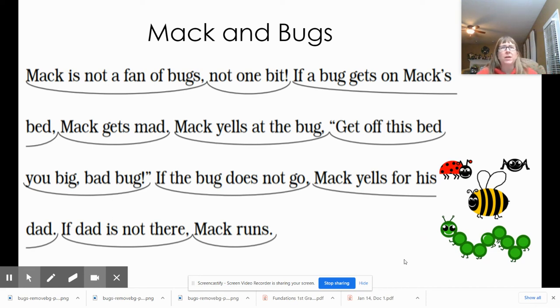Yeah, I picture a little boy in his room. There's a bug on the bed, and he's yelling, Dad. The last sentence says, if dad is not there, Mac runs. What do you picture that time? Definitely. In my head, I picture Mac standing up because dad's not coming and running out of the room. And the only thing I see left in the room is the bed with a bug on it. Great job today, guys. It's important you keep practicing your reading.